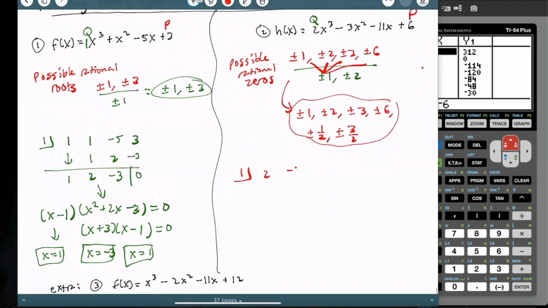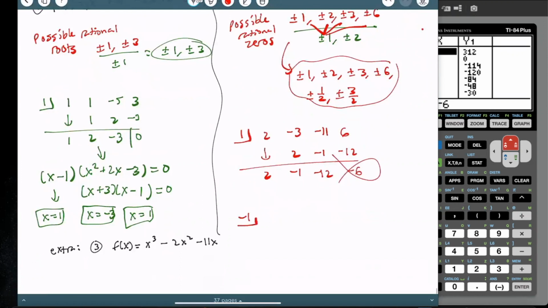So we have 2, -3, -11, and 6. Hopefully once you get more practice with synthetic division, it becomes quicker as you go. So 1 times 2 is 2. -3 plus 2 is -1. This would give me -1, which is -12. My remainder here is -6. So either way, that doesn't work.